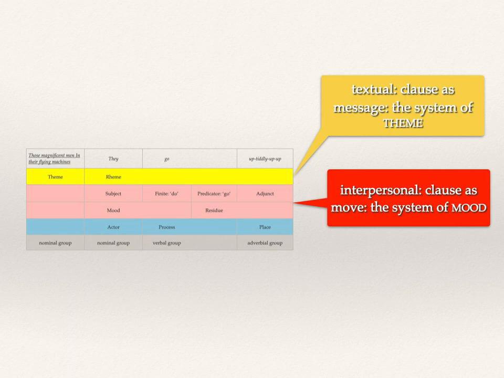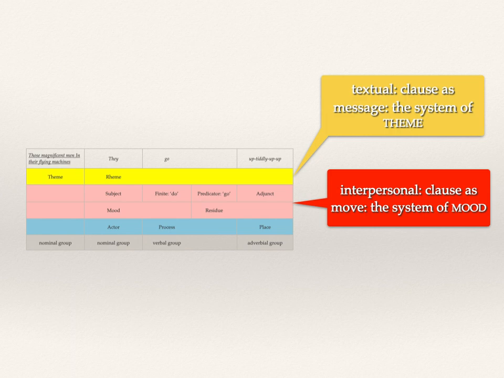It also consists of an interpersonal layer. This is clause as a move, an interactive move in dialogue, where the speaker takes up a position, a role, and assigns a complementary one to the addressee, the listener. This is a clause as a move, and the key system here is the system of mood, the choice as to what speech role the speaker takes on and the complementary role that she or he assigns to the addressee.